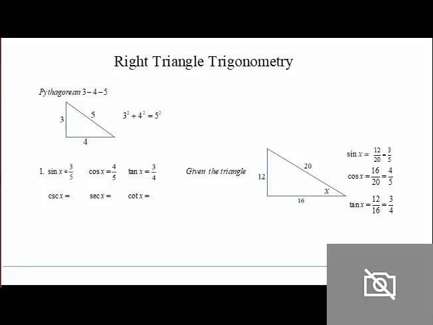Now cosecant, secant, and cotangent, those are the reciprocals. Sine has reciprocal cosecant, so it will give you the reciprocal value 5 over 3. Secant gives you 5 over 4, and from tangent you get cotangent, 4 over 3. You are done for this problem.